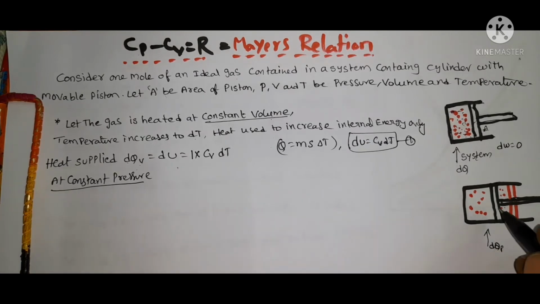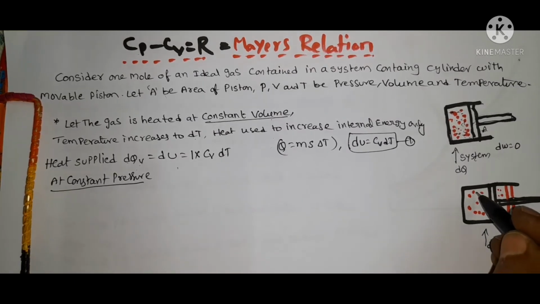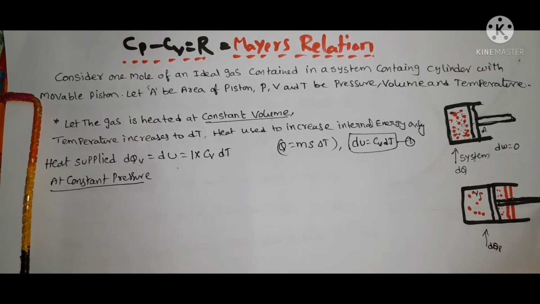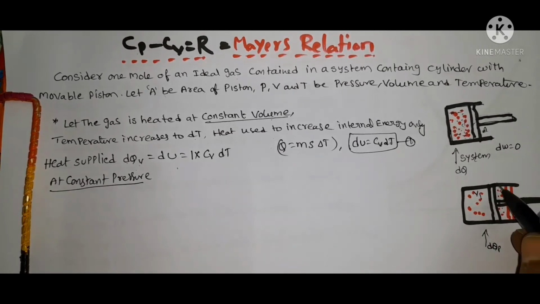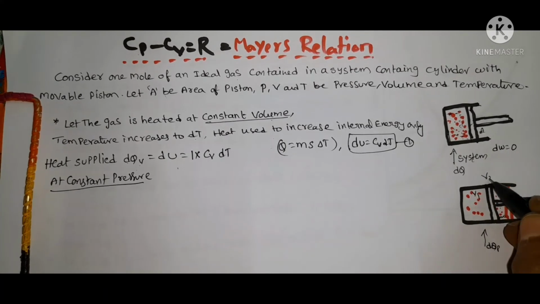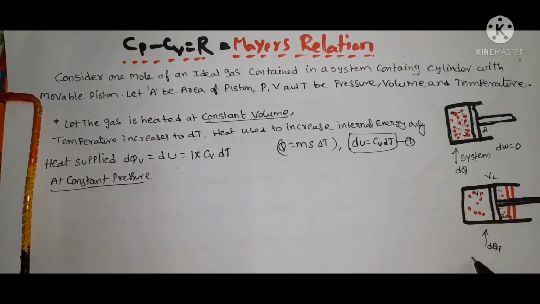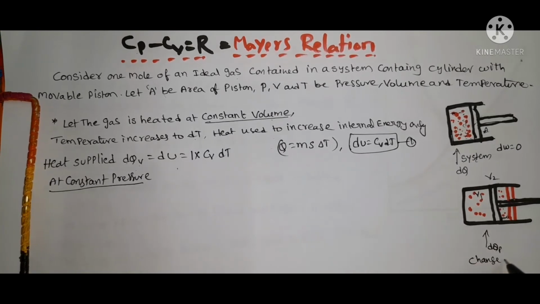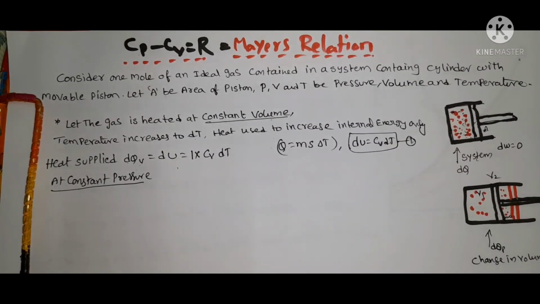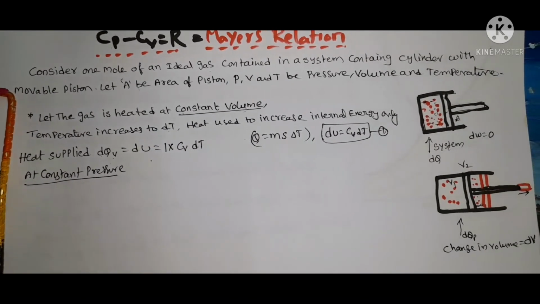Now what happened? Pressure is constant means automatically initially the volume is, say, V1. Now pressure constant means volume will be changed. That means piston will move outwards. That means this is the displacement. Now total volume will be V2. Now you can say the change in volume here is, dV is the change in volume.